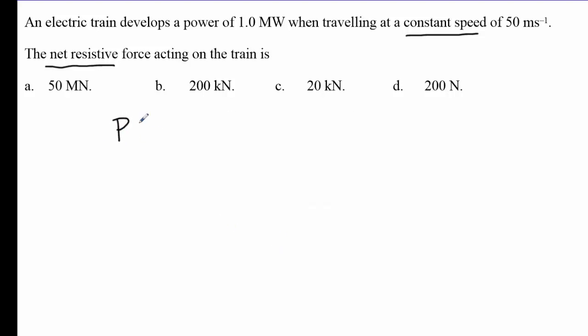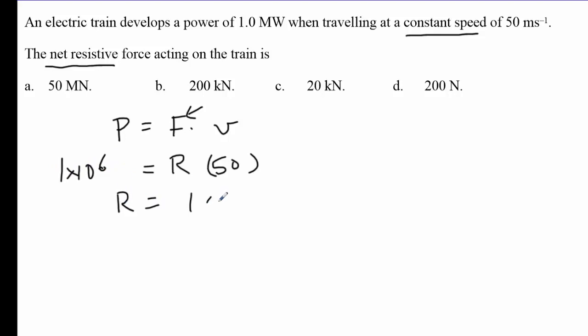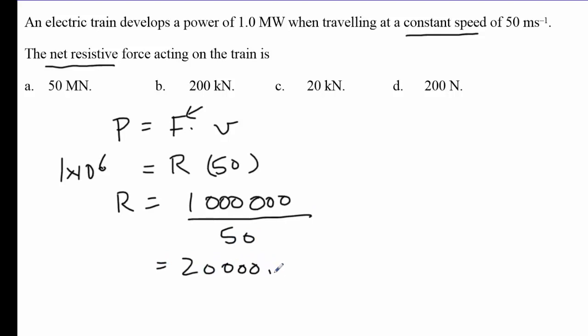So because it is constant velocity, we can use power equals force times speed. That force, remember, it could either be the push force or the resistive force. In this case, it's going to be the resistive force that we're looking for. The speed we're traveling at is 50, and the power is 1 times 10 to the 6, or 1 megawatt. So our resistive force is going to be 1,000,000 divided by 50, or 20,000 newtons, which would be 20 kilonewtons. So the correct answer is C.